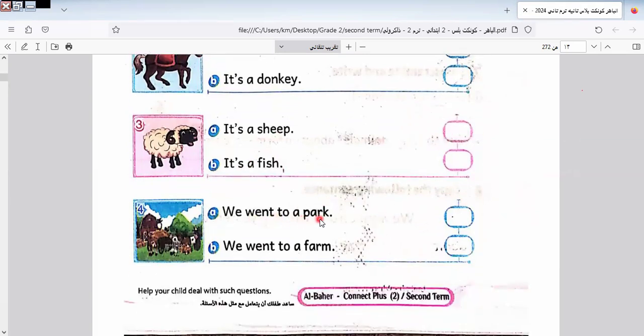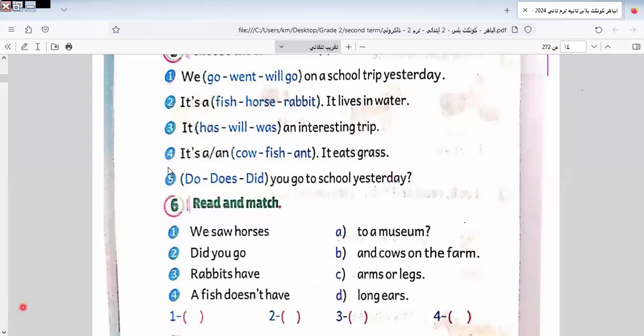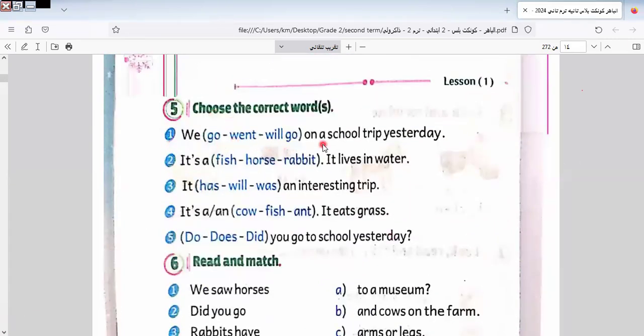We went to a park. We went to another farm. Is it a park or farm? No, it's farm. So I select this one. Let's go to another one here. Here we say, we went on a school trip yesterday.